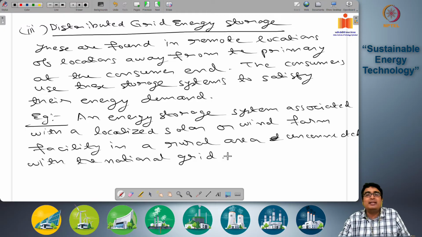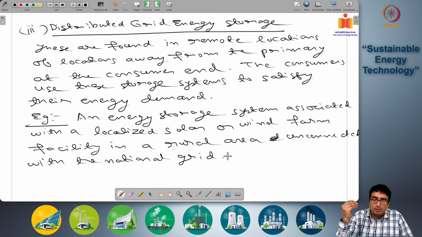So these are basically distributed grid energy storage systems that are helping to supply high quality power over the entire period of the day through renewable energy technologies in remote locations which are unconnected from the centralized grid.